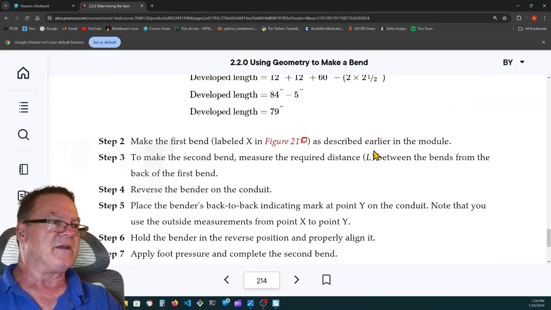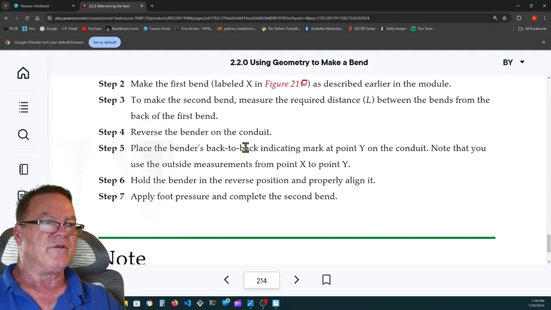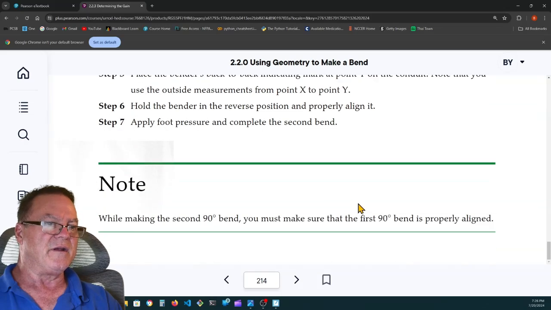Make the first bend as described earlier in the module. To make the second bend, measure the required distance between the bends from the back of the first bend. Reverse the bender on the conduit. Place the benders back to back, indicating mark at point Y on the conduit. Note that you use the outside measurements from point X to point Y. Hold the bender in the reverse position and properly align it. Apply foot pressure to complete the second bend.